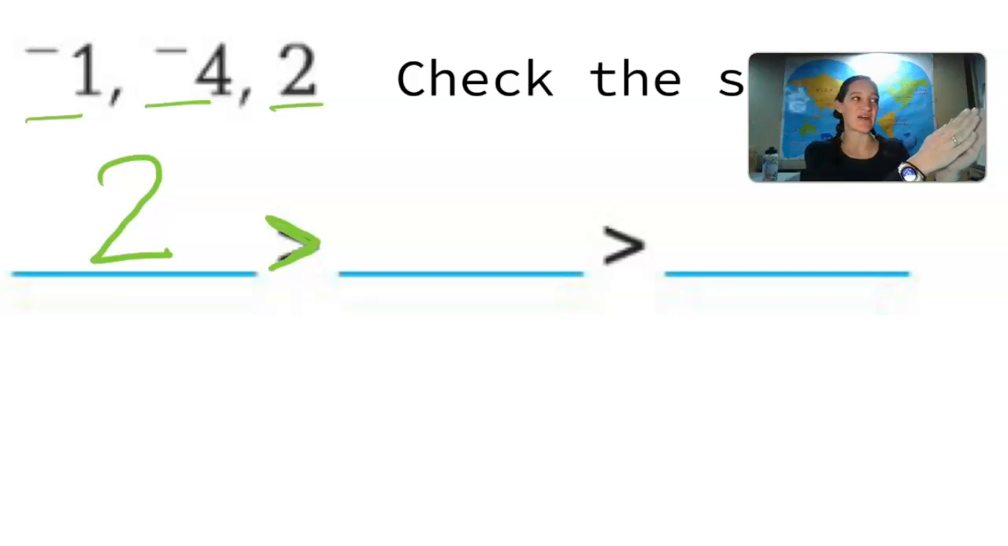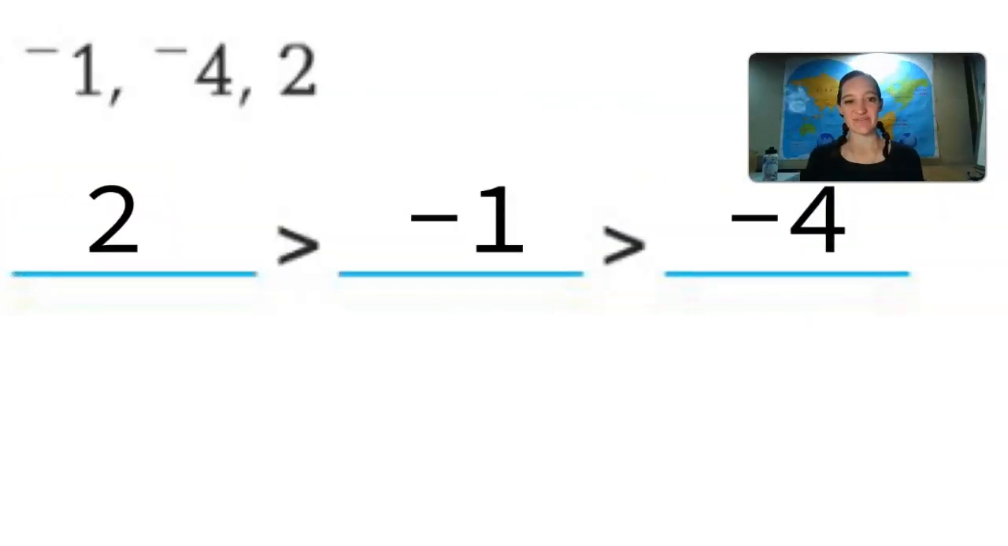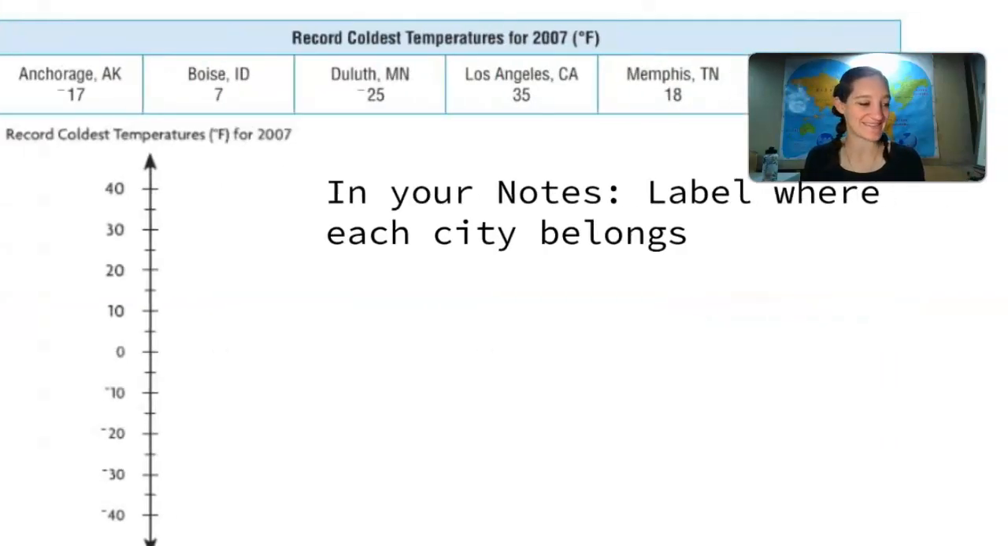And then as we go down a number line, we're going to hit 1, 0, then we'll hit -1, won't we? So -1 will be the next greatest. And as we keep going to the left, as we keep getting smaller, we're going to hit -4. So those are your numbers from greatest to least.